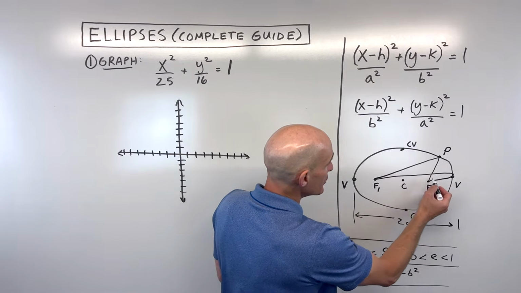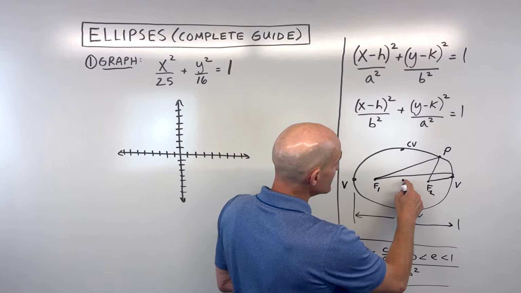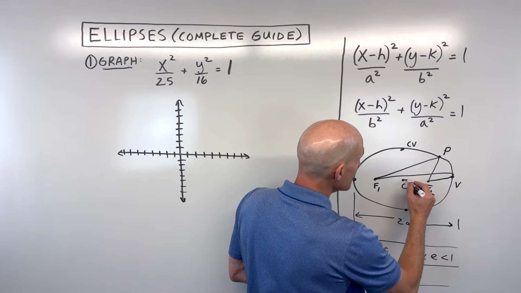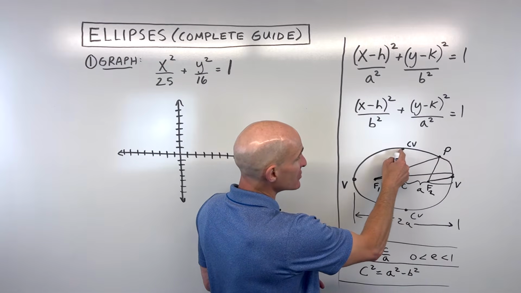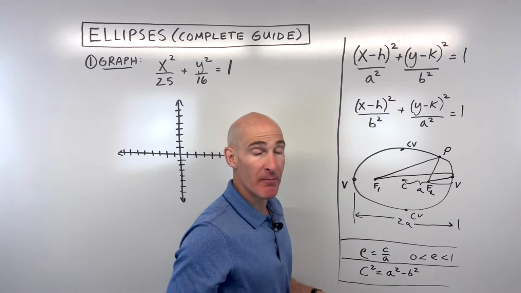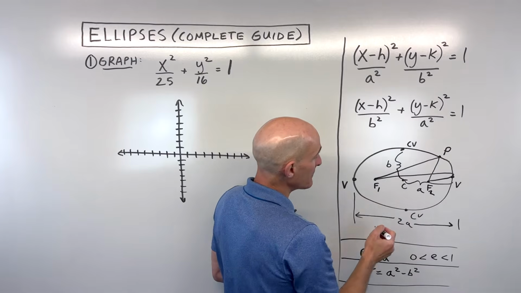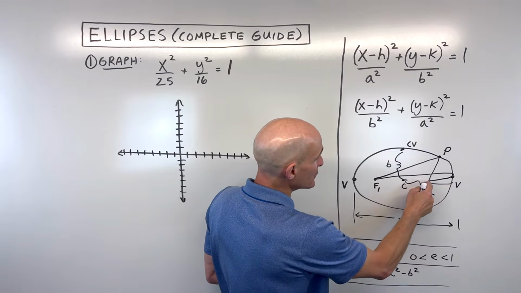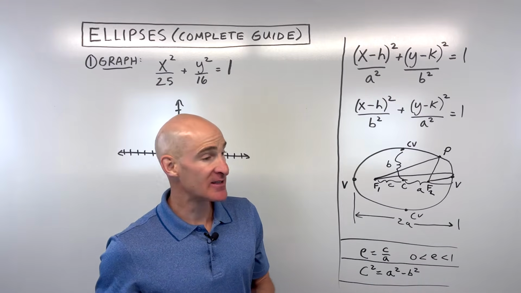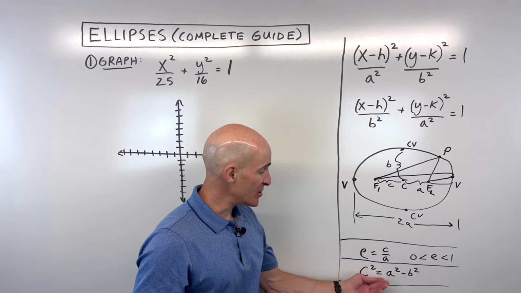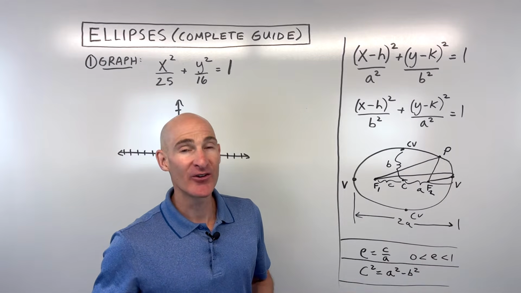The distance from the center to these vertices, these points along our major axis, that distance from the center to the vertex, is a. And then the distance from the center to this co-vertex, sometimes referred to as a minor vertex, in this narrow direction, we call b. And the distance from the center to either of these foci points, we call c. And all those a, b, and c quantities are related by this equation here, c squared equals a squared minus b squared.